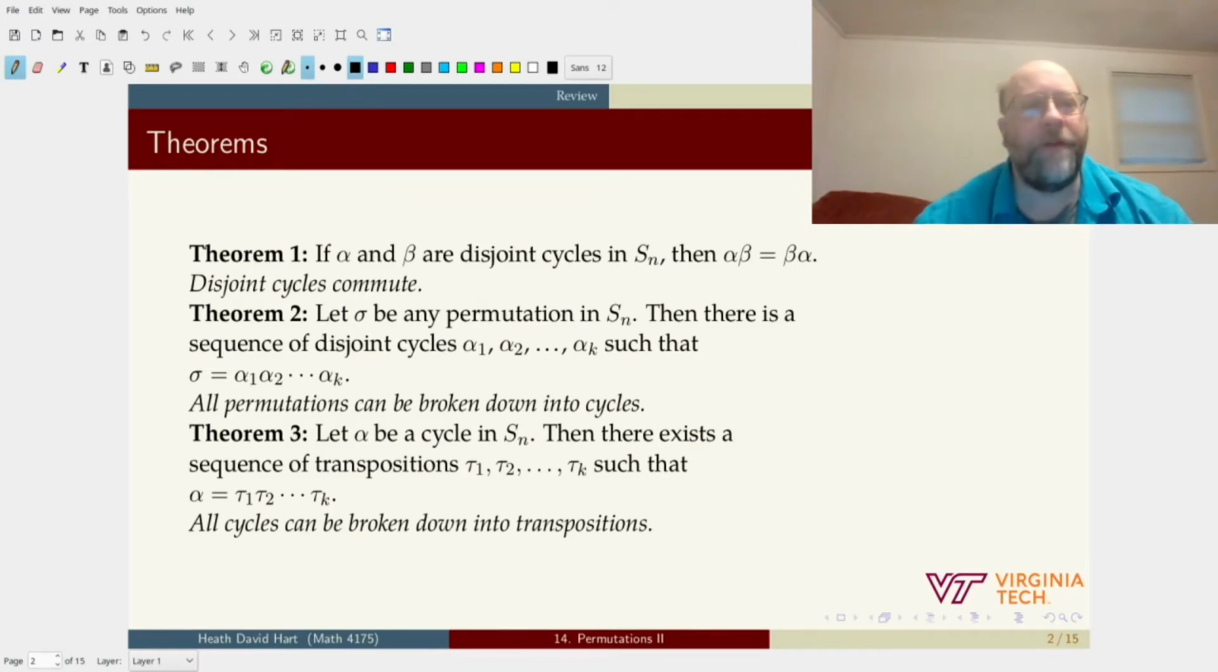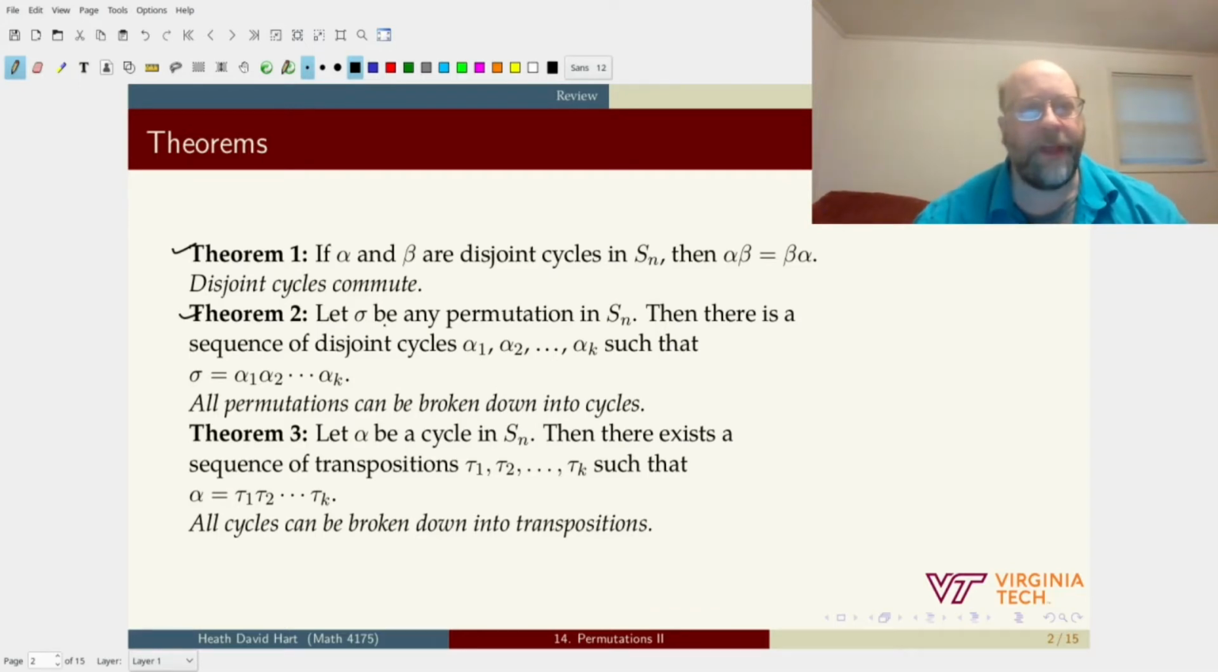Last time we saw these 3 theorems. If alpha and beta are disjoint cycles in S sub n, then alpha beta is equal to beta alpha. In other words, disjoint cycles commute. That's interesting in a sense because most permutations do not commute, but disjoint cycles do.